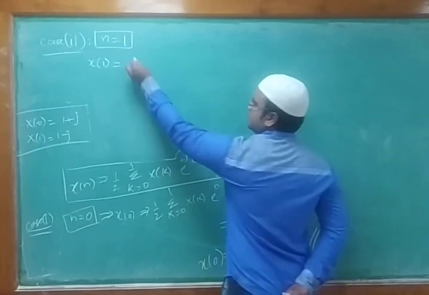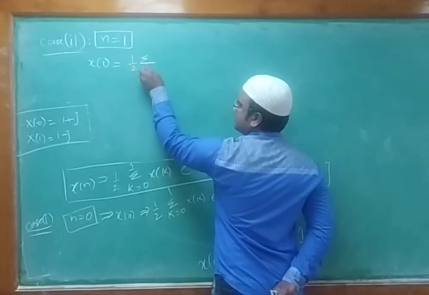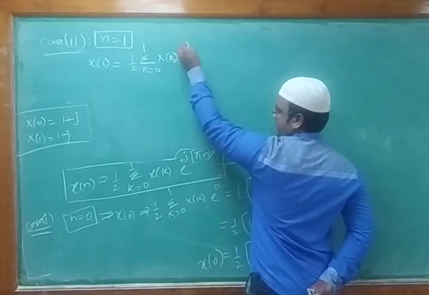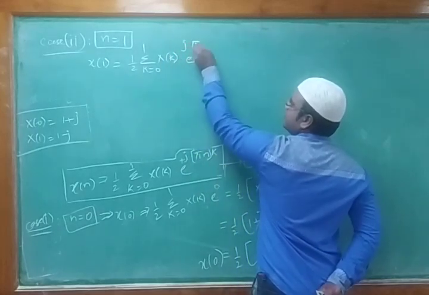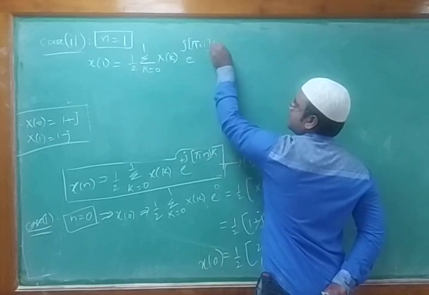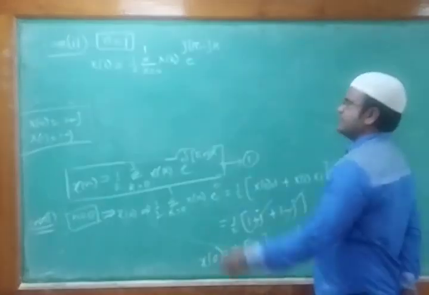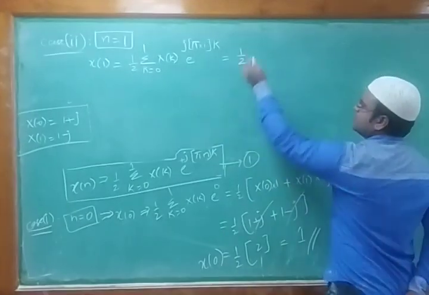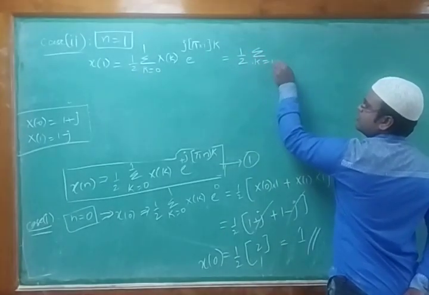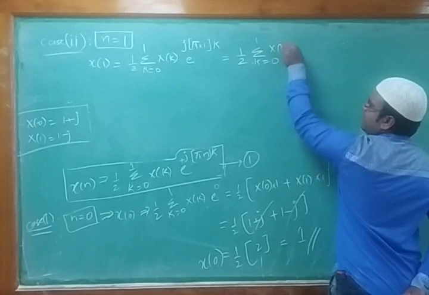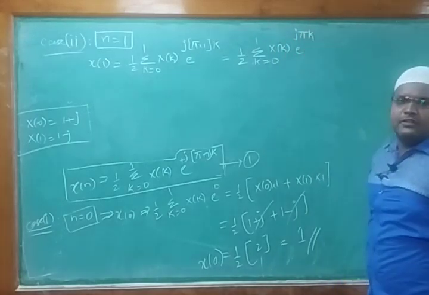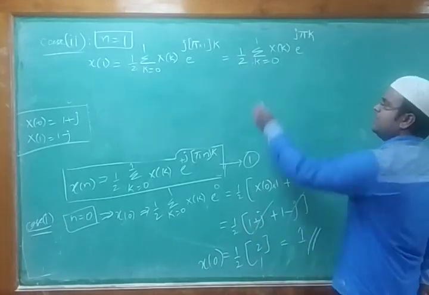1 by 2 as it is, summation k is equal to 0 to 1, x of k into e power j pi times the n value, 1, of k, that we kept as it is, because we are not applying any summation on k till now. So 1 by 2 summation k is equal to 0 to 1 x of k e power j pi k. Okay, so we have substituted that value as it is. Now apply the summation for this.